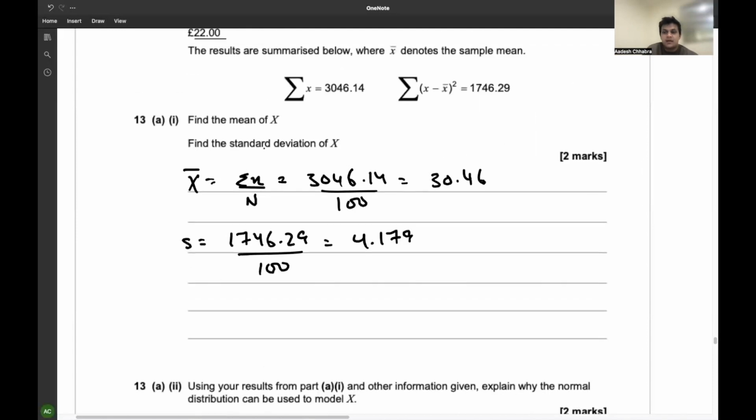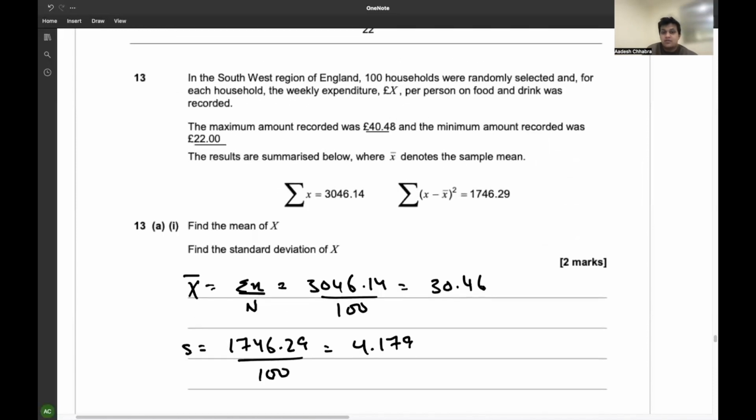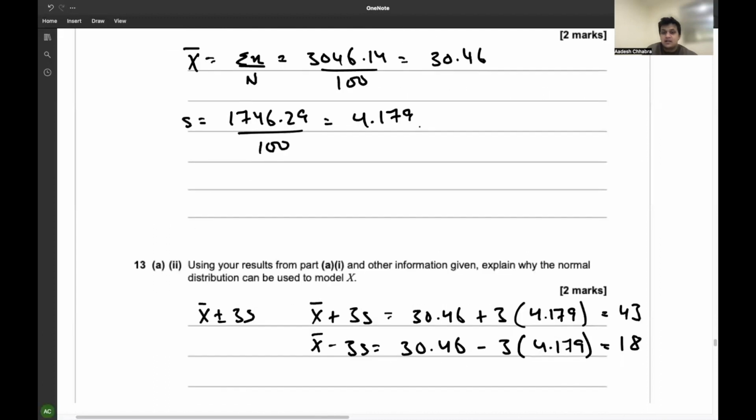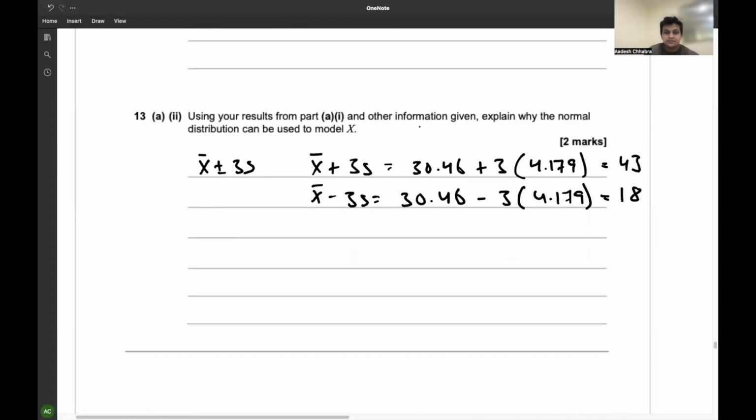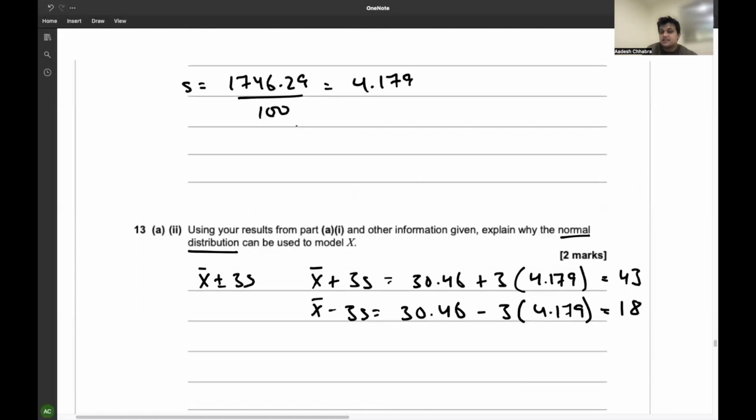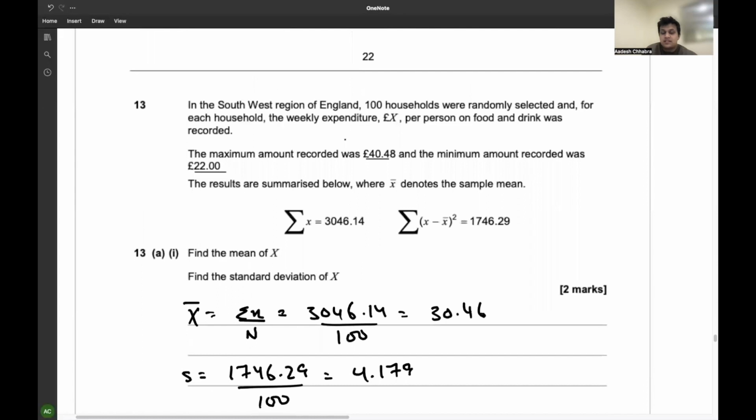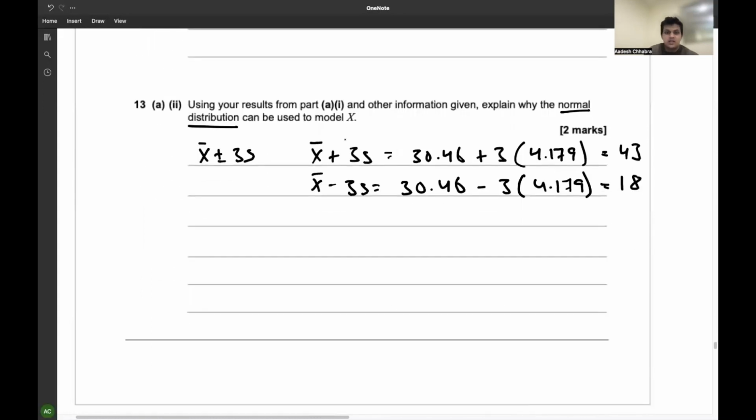Now, since our amounts recorded fall within that range, we know that this normal distribution can be used, especially since the data can be regarded as continuous. So two reasons: it's continuous data and it also falls between X bar plus minus 3S, and that should be sufficient to gain the marks in this question.